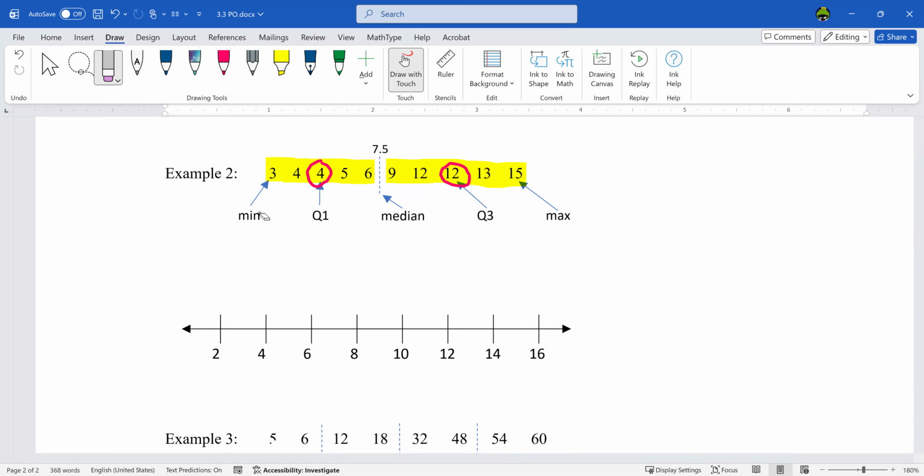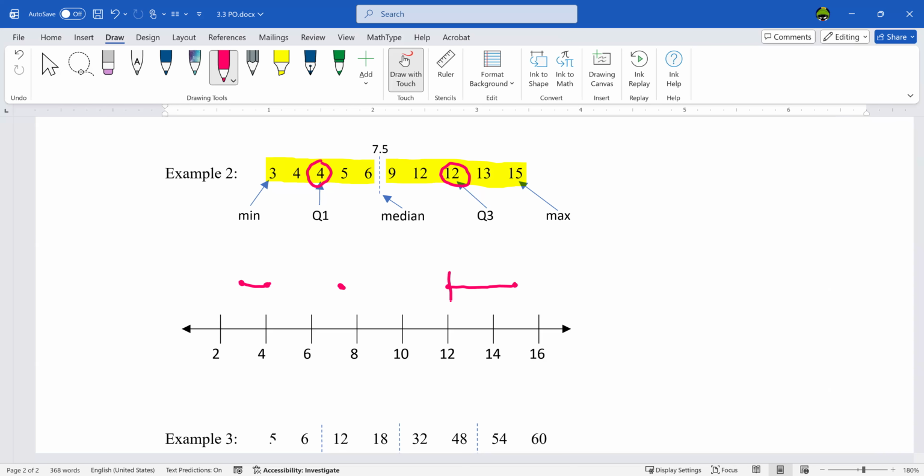So when I go to draw my graph, I'm going to go a little bit less than my minimum, a little bit more than my max. So I have to go from 2 to 16. In this case, I'm going by twos. Once again, I would draw a dot above the line for each of my numbers of my five number summary. There is 3. There is 4. There is 7.5. There is 12. And there is 15. Make your whiskers.